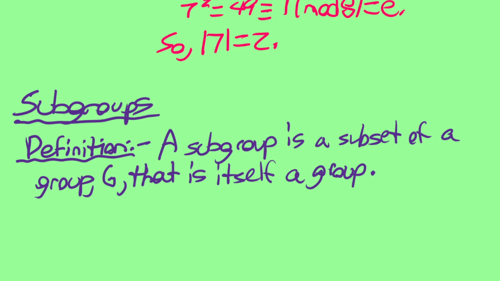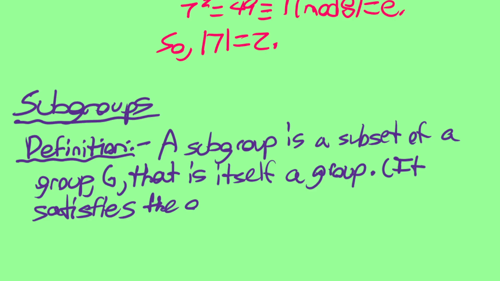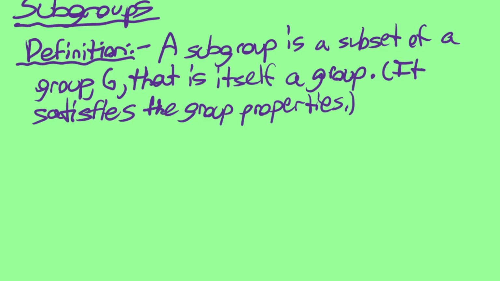Or when we say it's a group itself, basically it satisfies the group properties. And if you remember from section 1, the group properties were closure under its operation, associativity, it has an identity, and it has inverses for all of its elements. So a notation for a subgroup is similar to the less than or equal to symbol.